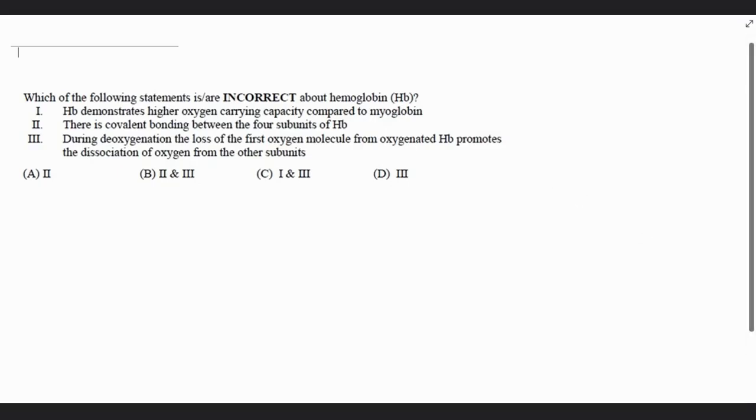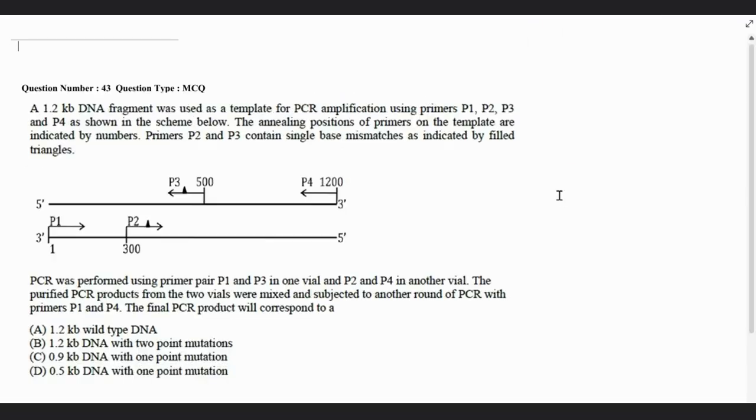So here, which of the following statements is or are incorrect about hemoglobin? So hemoglobin demonstrates higher oxygen carrying capacity compared to myoglobin. So that is a correct statement. There is a covalent bonding between the 4 subunits of hemoglobin. So that's a wrong statement. During deoxygenation, the loss of the first oxygen molecule from oxygenated hemoglobin promotes the dissociation of oxygen from the other subunits. So this is also correct because it's cooperative binding as well as while releasing. So the correct answer here is option A. That's a pretty simple question. Moving on to the next question.